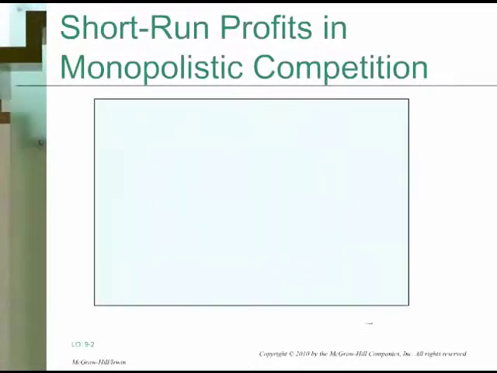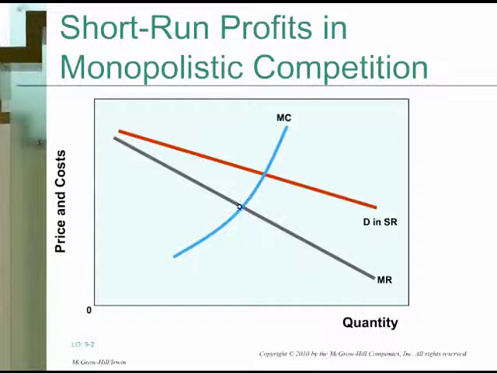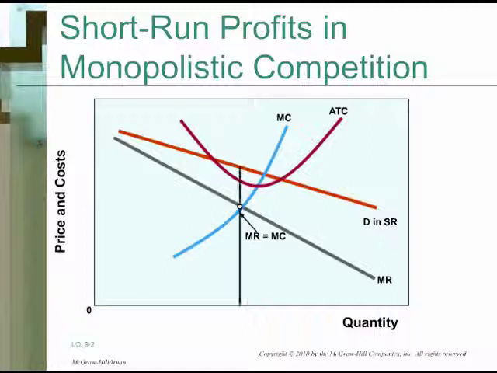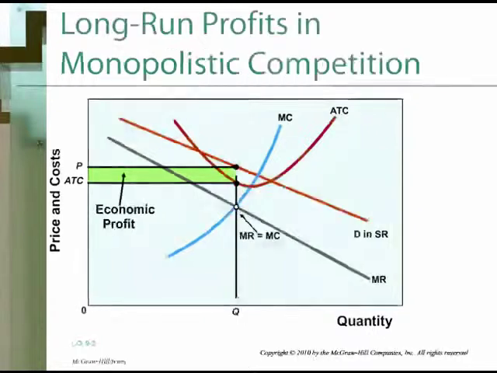To graphically represent short-run profits in monopolistic competition, we plot the demand and the marginal revenue curves. They are more flat than in monopoly, but not completely flat. Profit is maximized when quantity is such that the marginal cost curve intersects the marginal revenue curve. The price is determined by the demand curve at this quantity Q. In this example, because price is higher than the average total cost, the firm makes economic profit.